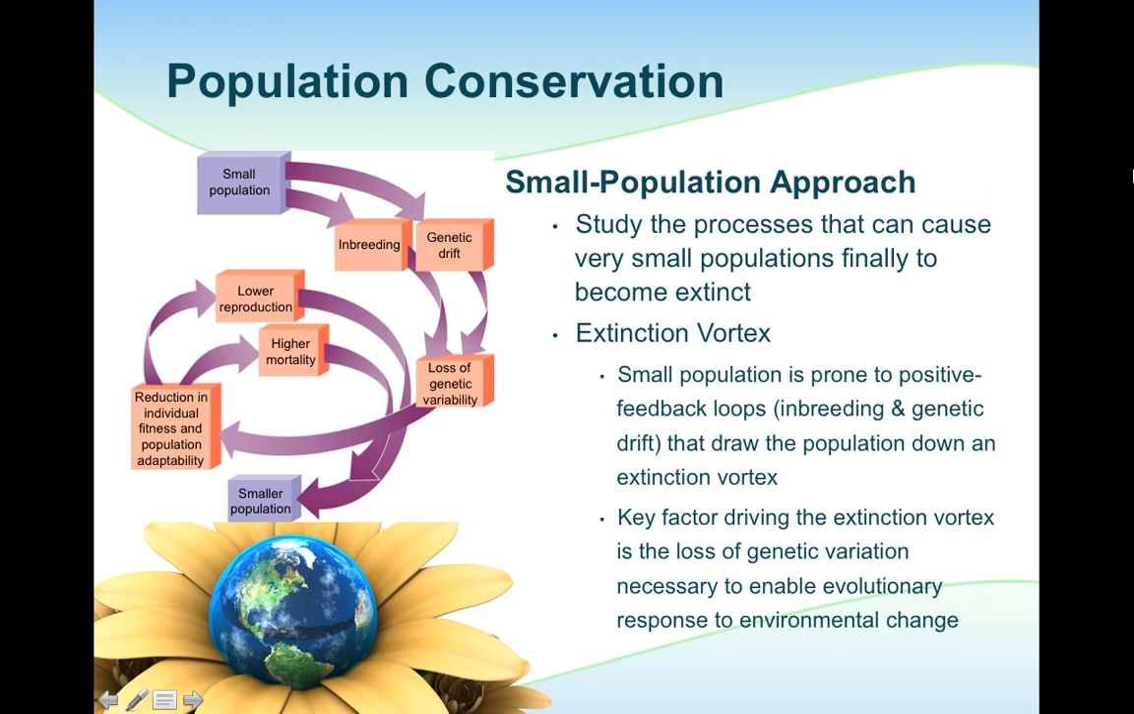Really that genetic variation and the evolutionary responses tied to it cause the population to continue to decrease in size until there's just no feasible way for that population to deal with any sort of change in their environment, and ultimately it becomes extinct. So the idea here is to understand when the population gets so small that it gets sucked into this vortex and can't recover.